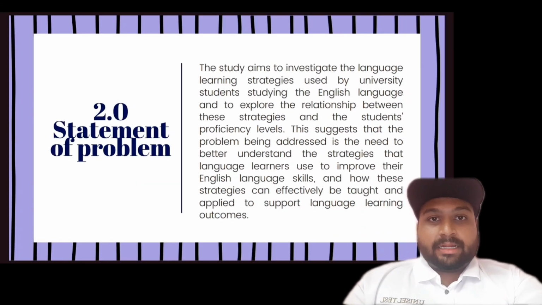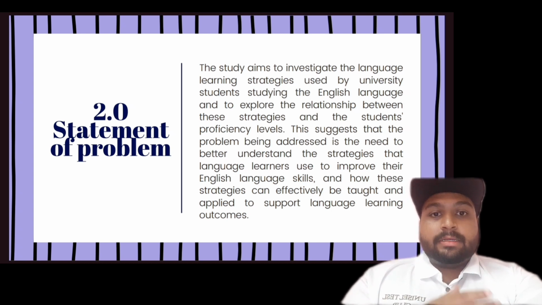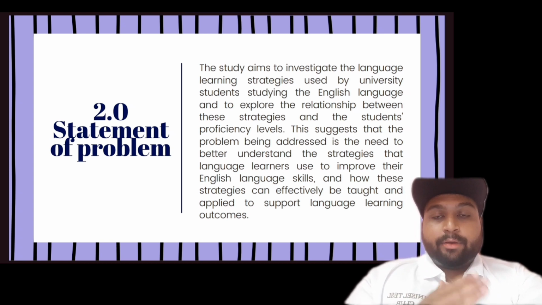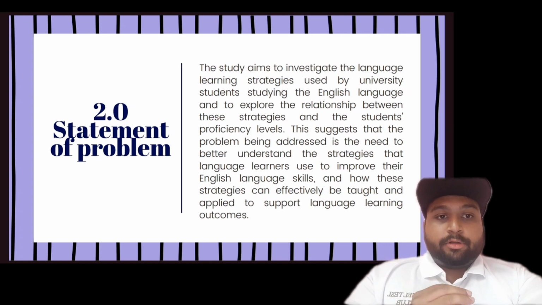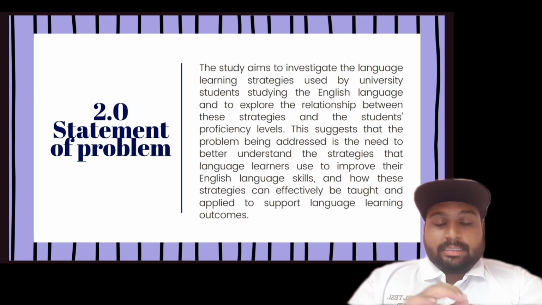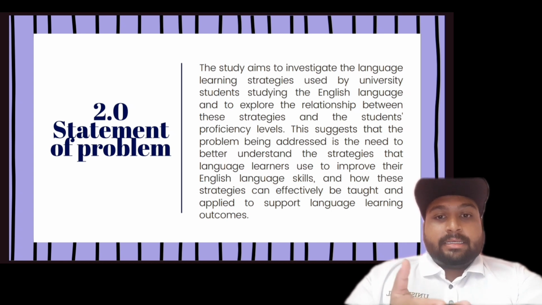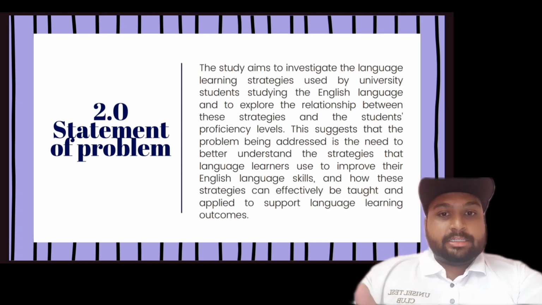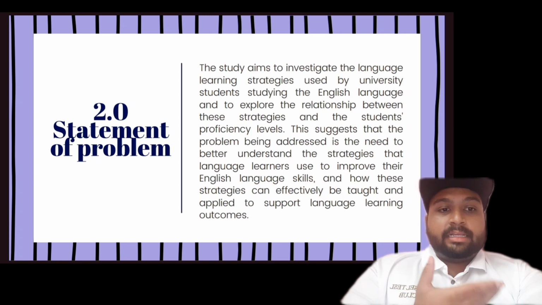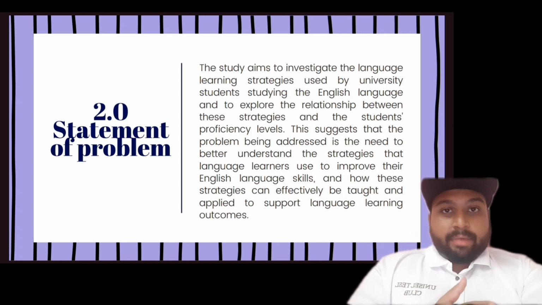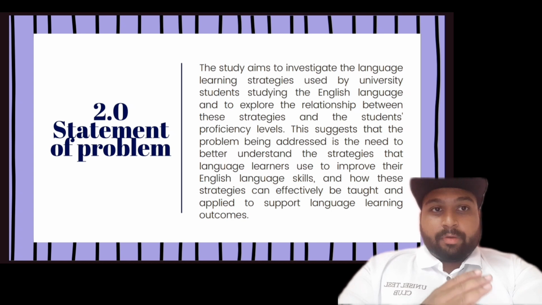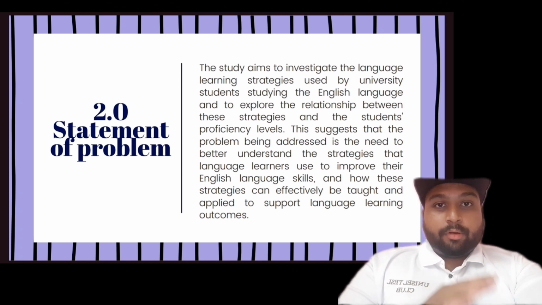Now let me jump the gun and go straight into the statement of the problem. This study aims to investigate the language learning strategies used by university students studying the English language and to explore the relationship between the strategies and the students' proficiency levels. This suggests that the problem being addressed here is the need to better understand the strategies that language learners use to improve their English language skills, and how the strategies can effectively be taught and applied to support language learning outcomes. There are many learning strategies out there, and we're not going to go through all of them, but we're going to go through the basics.